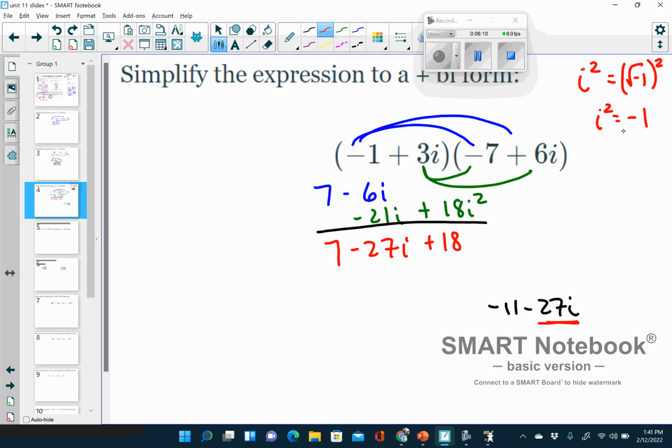So we're going to go ahead and substitute i squared with negative 1, because that's what it is. So now we're just going to simplify this expression. 18 times negative 1 is negative 18. The 7 comes down, and the negative 27i. We're going to combine like terms. The 7 minus 18 is going to give us, boom, negative 11. And then the negative 27i is going to come down. So it's the same answer from the calculator that we can get by hand. Okay, that's it. Good job.